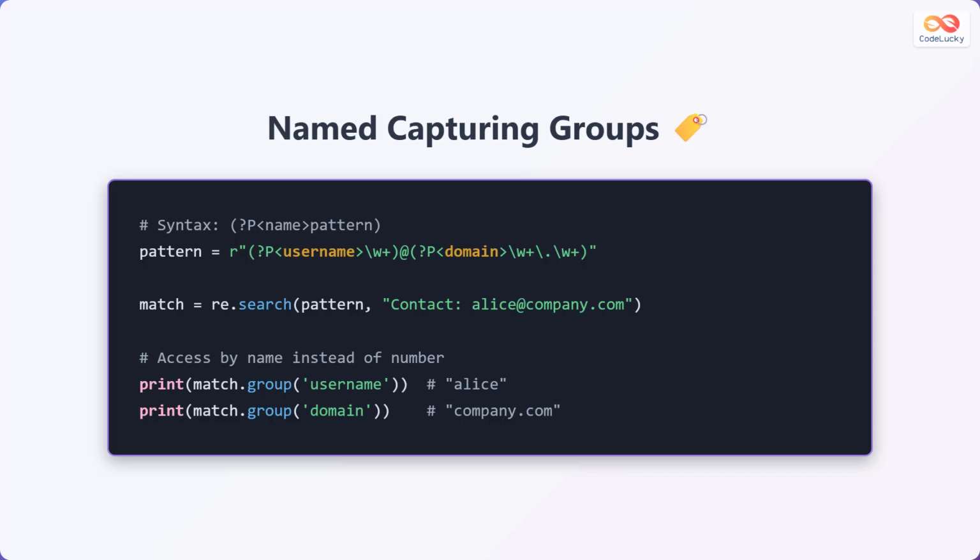"Contact alice@company.com". Access the captured groups by name instead of number. match.group('username') will return alice. match.group('domain') will return company.com.